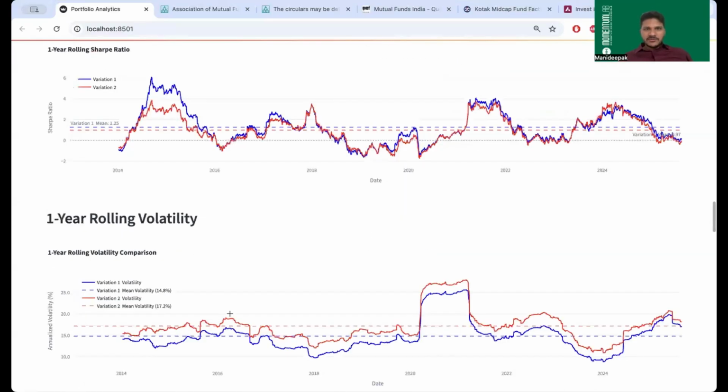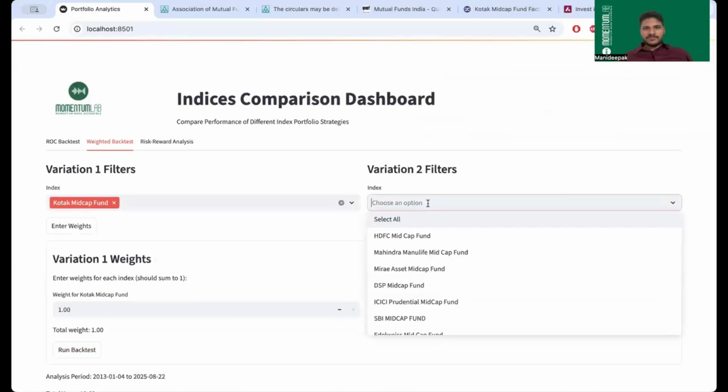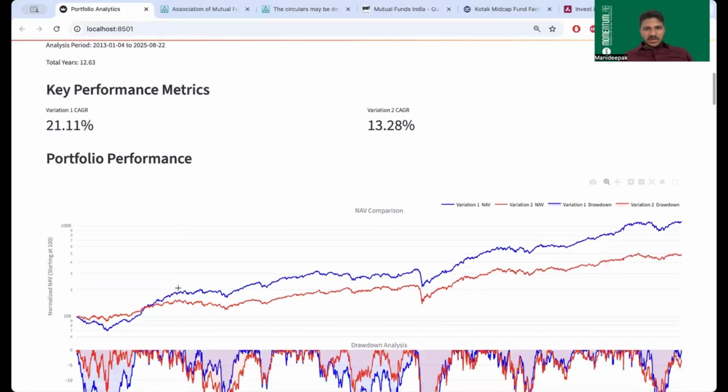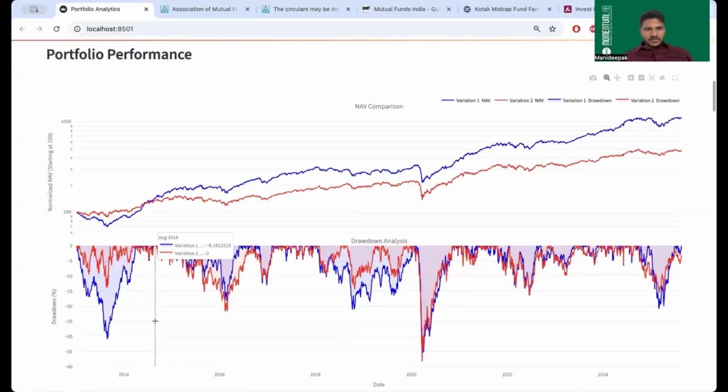Now let's compare the Nifty 50 benchmark. I think on their website as well, they mentioned that Nifty 50 is an additional benchmark that they consider. So let's compare and see how that looks.